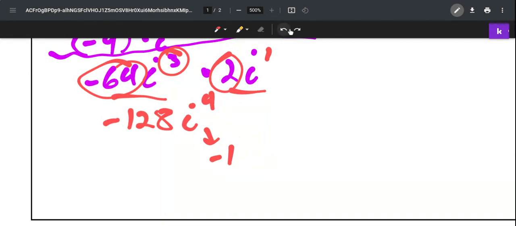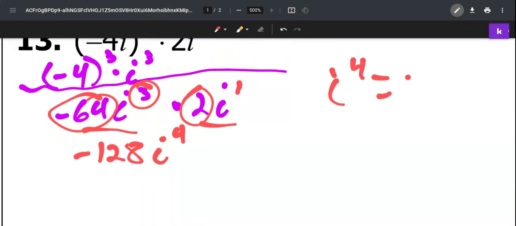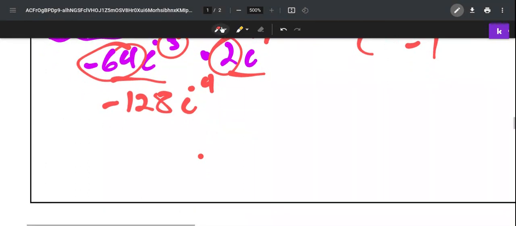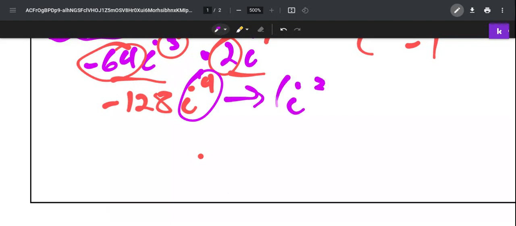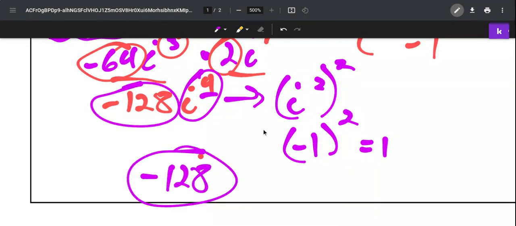Because, well, we could break this down a few different ways. If you want to just remember this, you can. i to the 4th is just 1. I don't know. It may help you. It may not. If we don't know that, we would have to rewrite this as i squared. So then that means we divide the 4 by 2 to get the exponent on the outside. So that's -1 squared, which equals 1. So this is really just -128 left once we do all of that, because these two are multiplied, so it would just be 1, which wouldn't change anything.